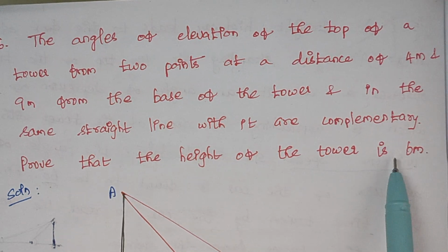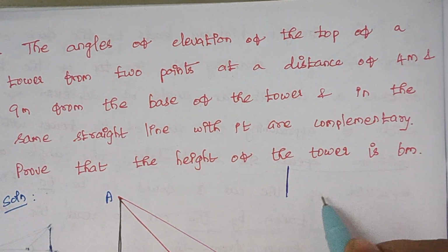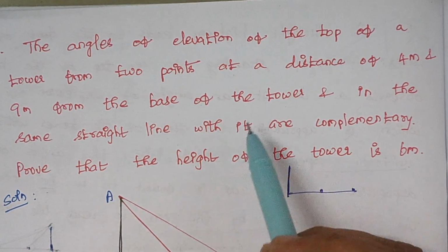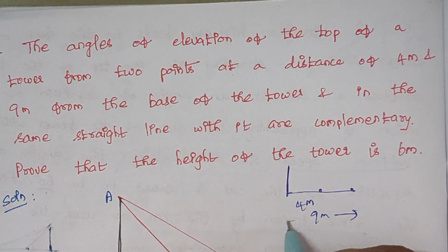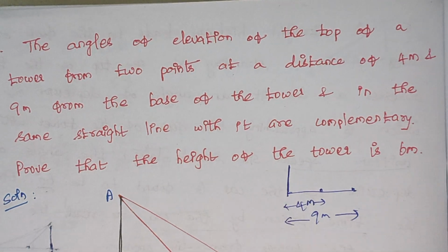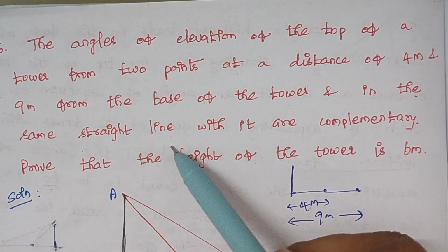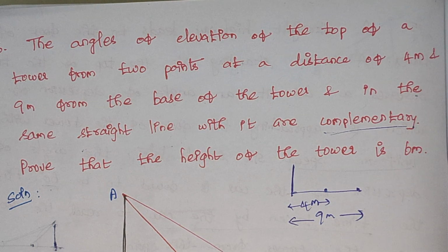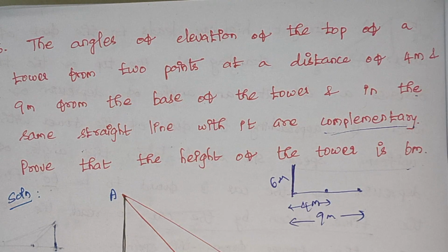So there is a tower, right? And here we are having 2 points. One is at a distance of 4 meter and the other one is at a distance of 9 meter from this tower, right? And they are in the same straight line with it, and the angles are complementary. I'll explain what is complementary. We have to prove that the height of the tower is 6 meter here, right?